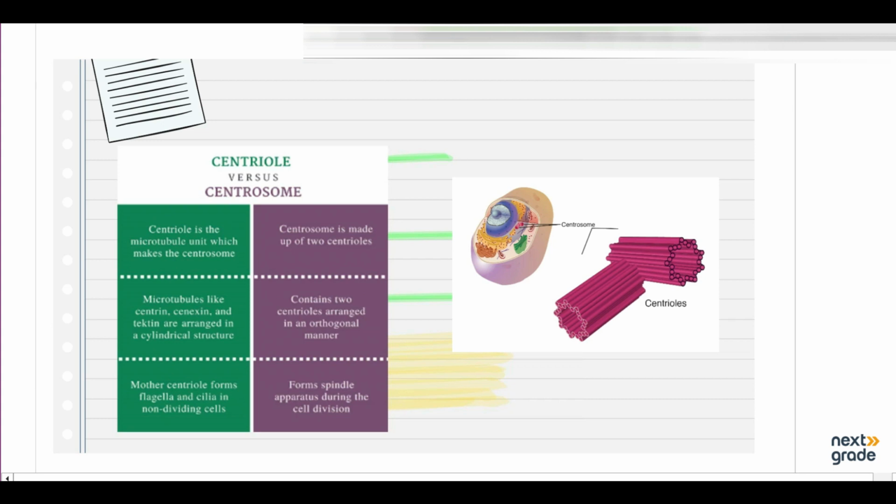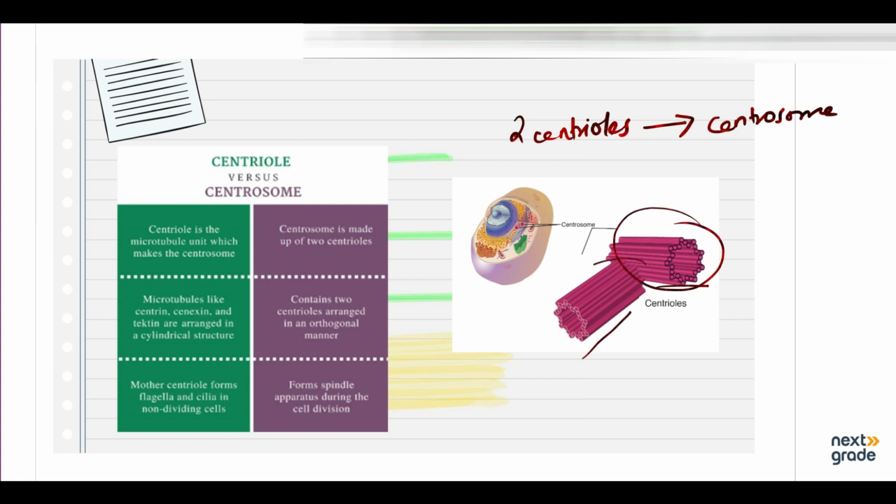Then when two centrioles are together, they form a centrosome. As you can see in this picture, there are two centrioles placed right on the exterior end of the nucleus, and the two together are called a centrosome. So you might be thinking, then what's the difference between a centriole and a centrosome? There are some differences between them.